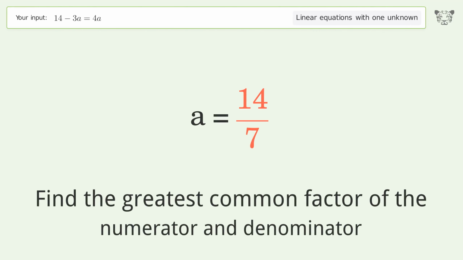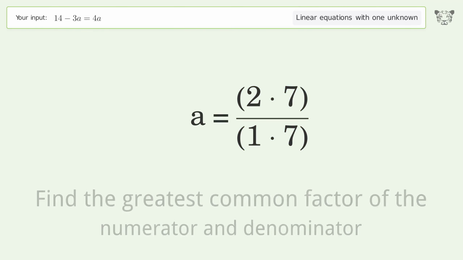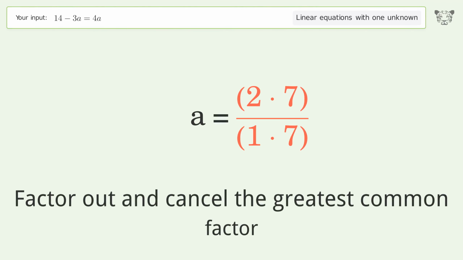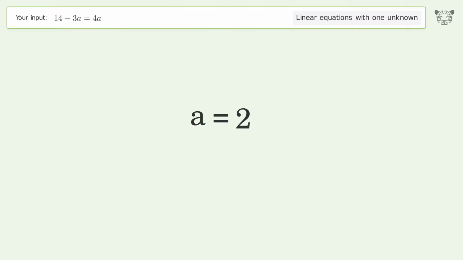Find the greatest common factor of the numerator and denominator. Factor out and cancel the greatest common factor. And so the final result is a equals 2.